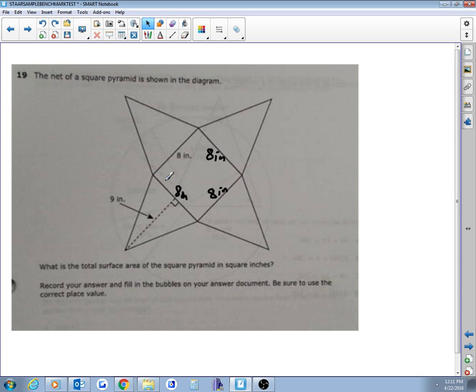So for the total surface area, we want the area of this entire thing. So the area of the square is going to be 8 times 8, 64. 64 inches squared.